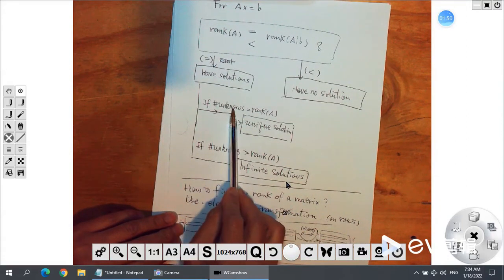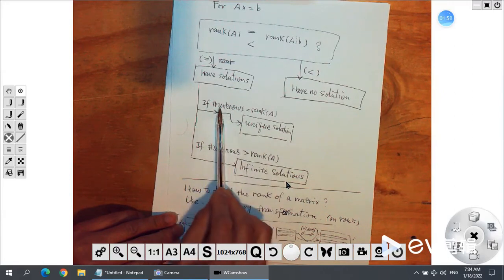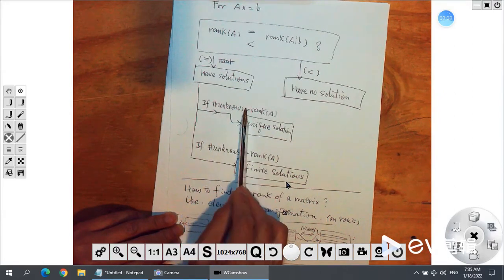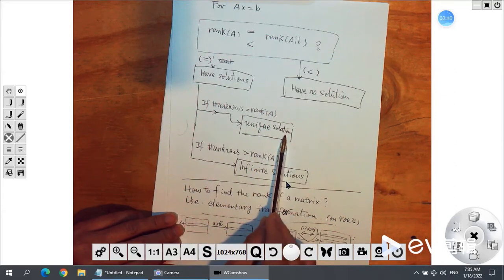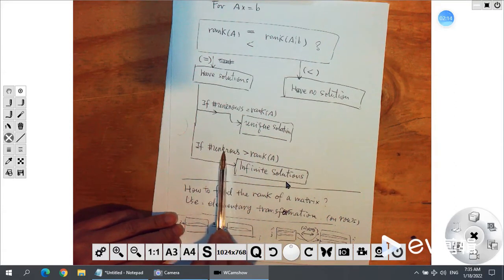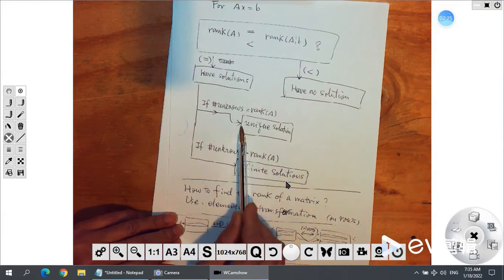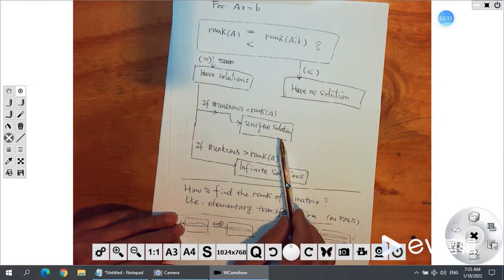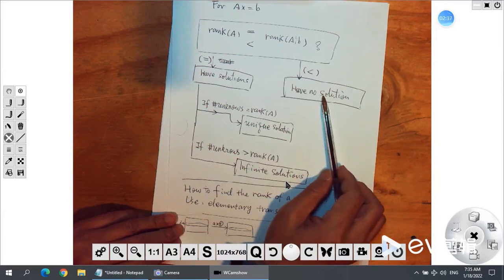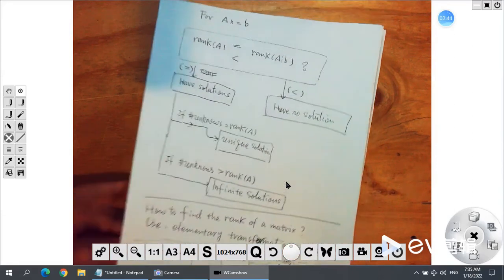If the number of unknowns is equal to the rank of A, as well as equal to the rank of AB, then all three are the same and we have a unique solution. If the number of unknowns is larger than the rank of A, then we have infinite solutions. So totally we have three cases. For the unique solution case, we can solve it by A inverse times B, a formula we already know very well. And when we have no solution, we can find the solution which provides the smallest error.